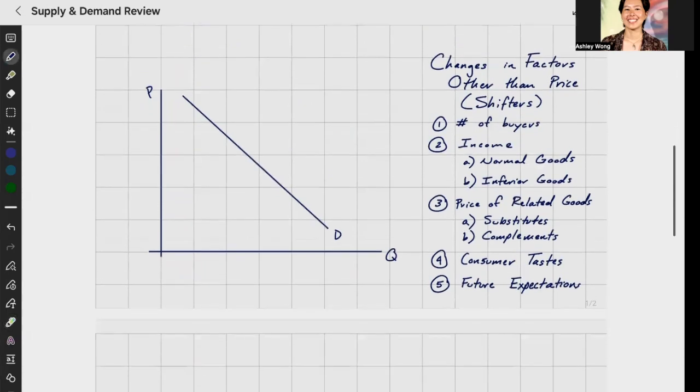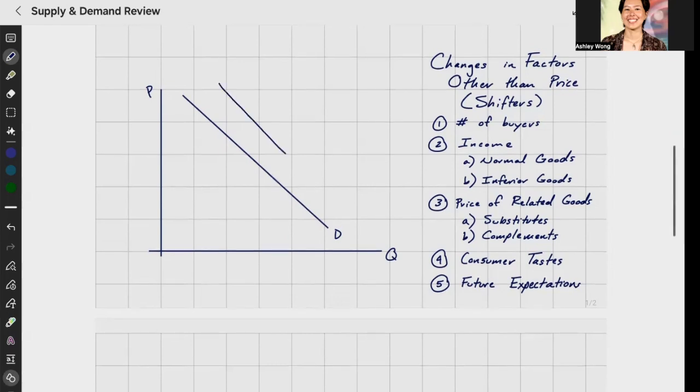So as we said before, we'll do a simple example here. If the number of buyers in the market increases, this means that there's more consumers. And what that means is that at every given price, there's going to be more demand because there's more people that want to buy that product. So what we'll see is our demand curve will shift outwards and we'll end up at this new demand curve. We'll go over some more examples when we put these all together and do some supply and demand practice problems.